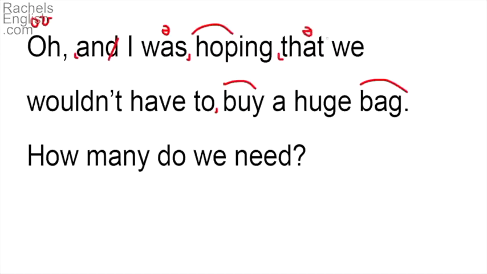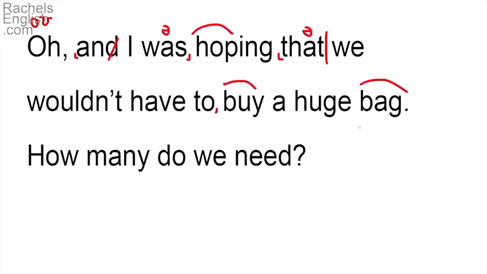That. Stop T, that we wouldn't have to. That we wouldn't have to buy. Wouldn't have to. So again, I think I'm hearing this as a dropped T, just an N sound going right into the H. Wouldn't have to. The vowel here reduces to the schwa.